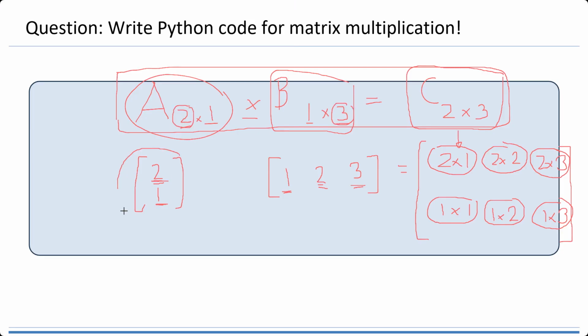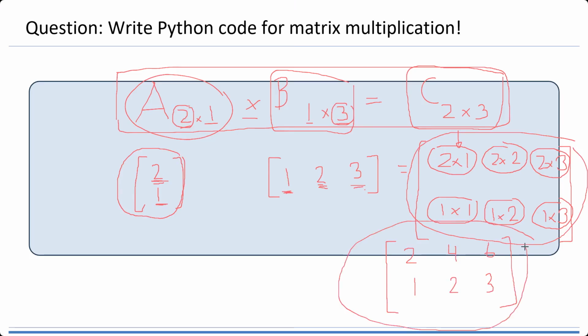And for example, matrix 2 multiplied by 1 is 2 and 1. Matrix 1 multiplied by 3 is 1, 2, 3. And this will be the result. Then at the end, you will get the matrix 2, 4, 6 and 1, 2, 3. Okay, so this is the final matrix. Okay, please try. We will discuss this next week.